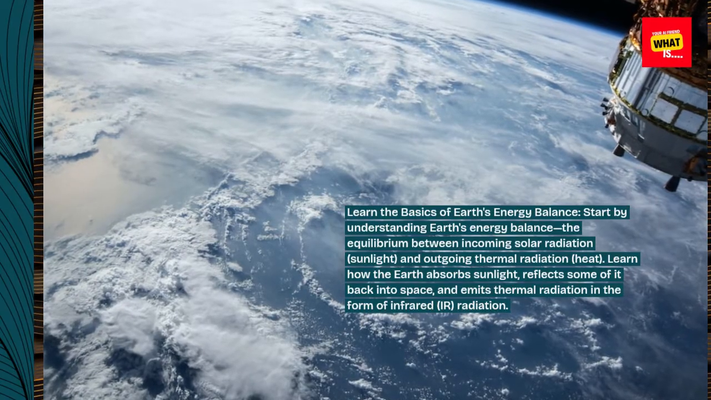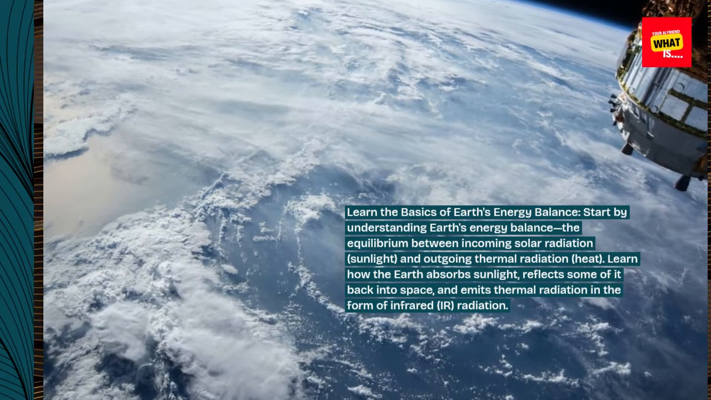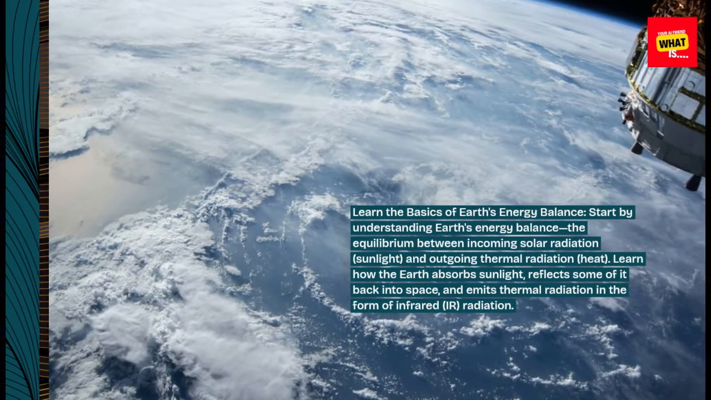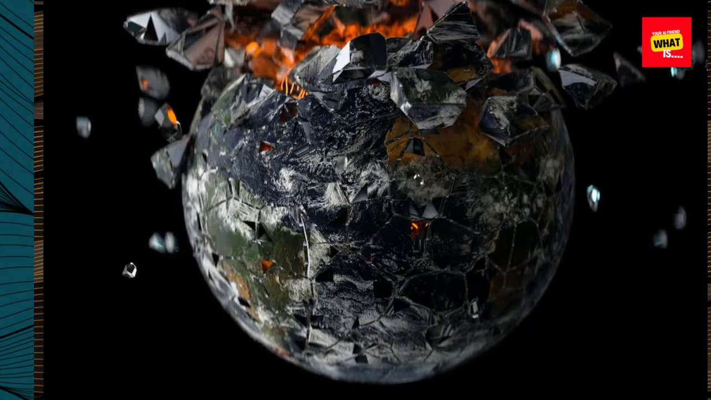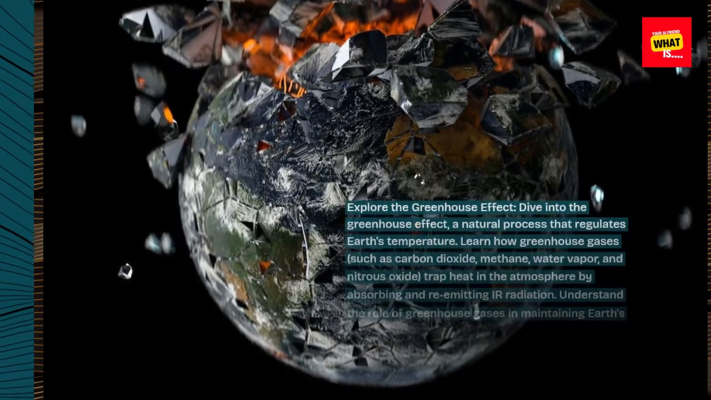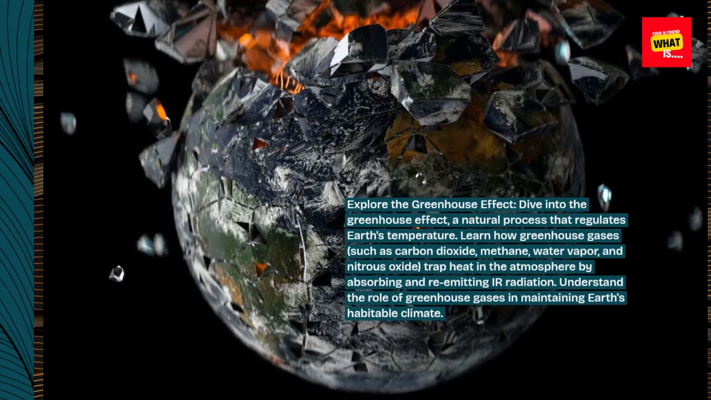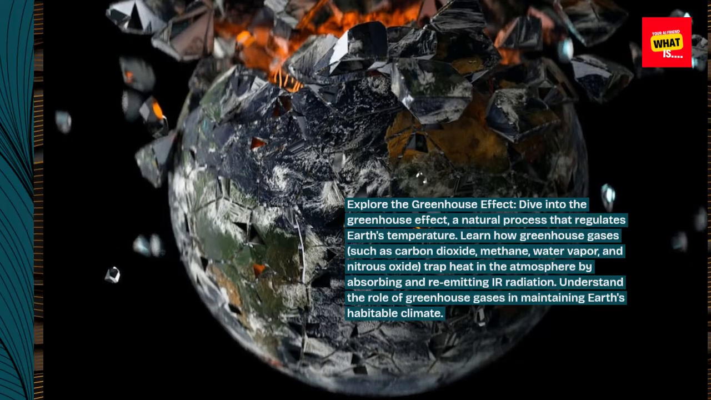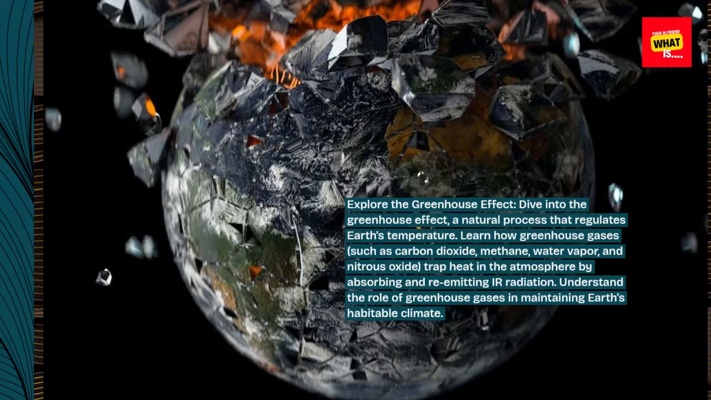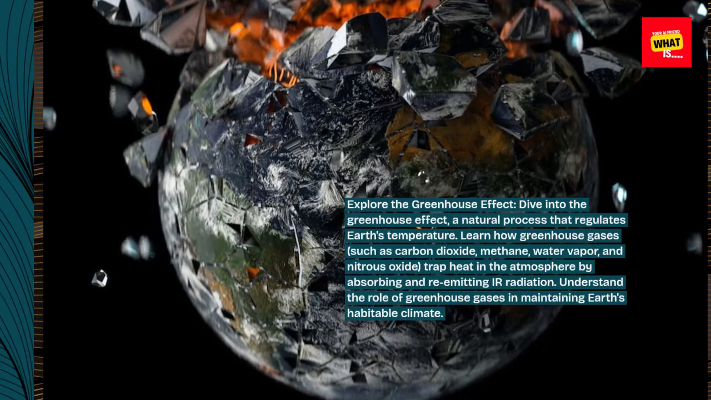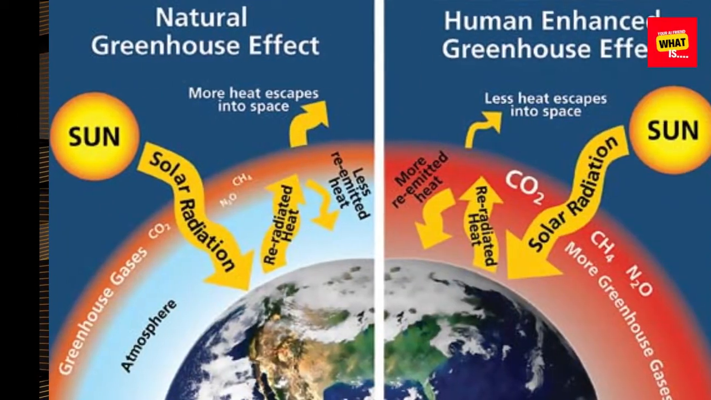Learn how the Earth absorbs sunlight, reflects some of it back into space, and emits thermal radiation in the form of infrared (IR) radiation. Explore the greenhouse effect. Dive into the greenhouse effect, a natural process that regulates Earth's temperature. Learn how greenhouse gases, such as carbon dioxide, methane, water vapor, and nitrous oxide, trap heat in the atmosphere by absorbing and re-emitting IR radiation. Understand the role of greenhouse gases in maintaining Earth's habitable climate.